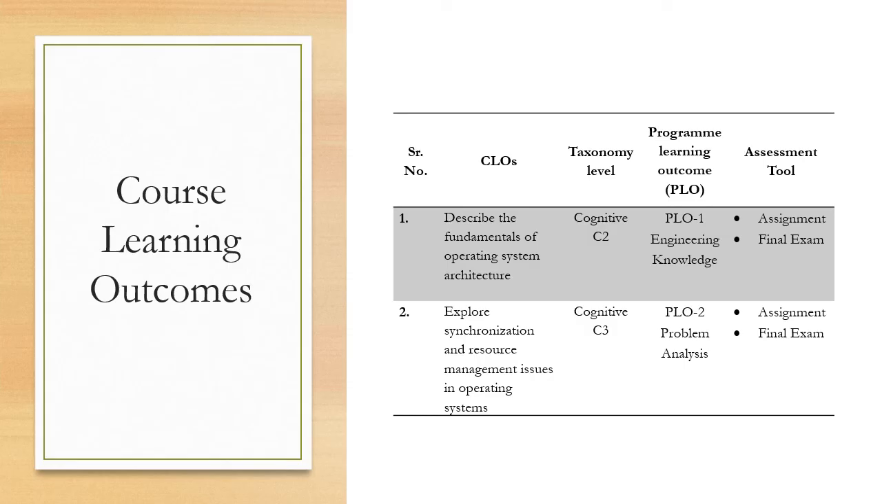There are two course learning outcomes for this course. CLO1, describe the fundamentals of operating system architecture. The taxonomy level is C2. The PLO it is mapped to is engineering knowledge. CLO2 is explore synchronization and resource management issues in operating systems. The taxonomy level is C3 and the mapped PLO is PLO2 problem analysis.